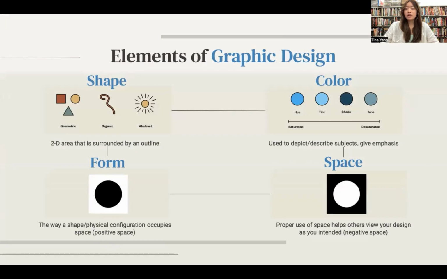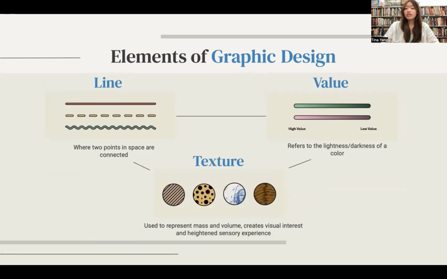Now let's break it down. There are 7 basic elements of graphic design. The first 4 include shape, color, form, and space. Individually, they are easy to comprehend, but to use them collectively is the challenging part. The remaining 3 include line, value, and texture.